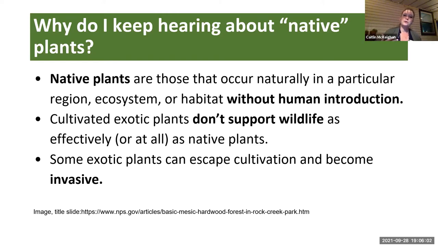So you'll also hear a term called exotic plants or invasive plants. They're not always the same. So exotic plants are just plants that are introduced from another region.